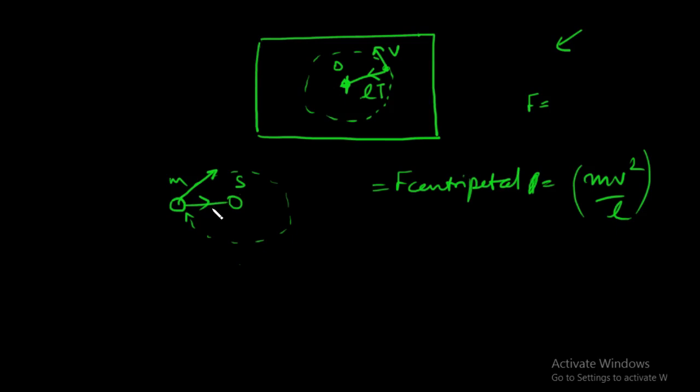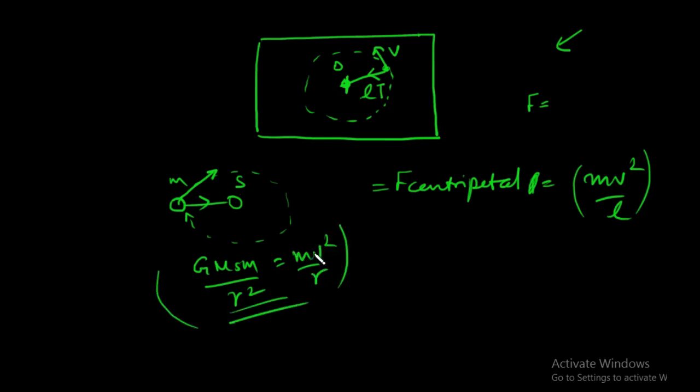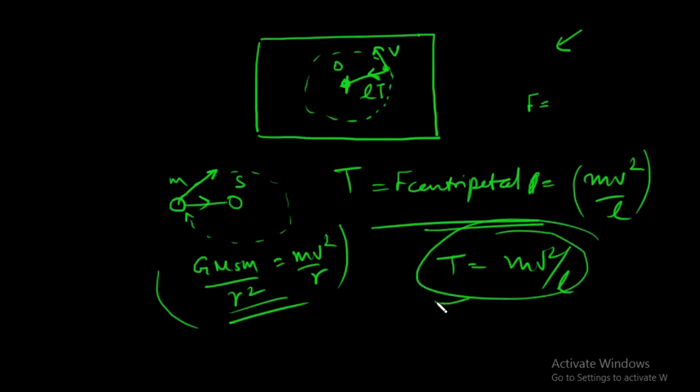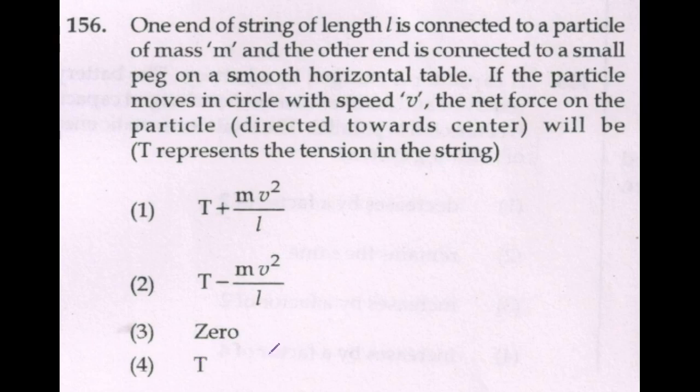Hence, the gravitation force would balance the centripetal force. In this case, it would be G Ms m by r square, which would be equal to mv square by r. Okay, but in this case there is no gravitation force, there is a tension balancing. So T would be equal to mv square by L. Okay, so the answer is either T or mv square by L, both can be the answer. But it cannot be T plus something, since tension is responsible for the particle going around the circle. So the answer here would be the fourth option, as mv square by L is not given here.